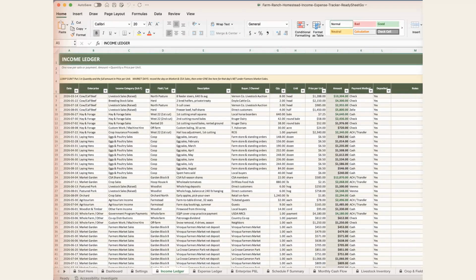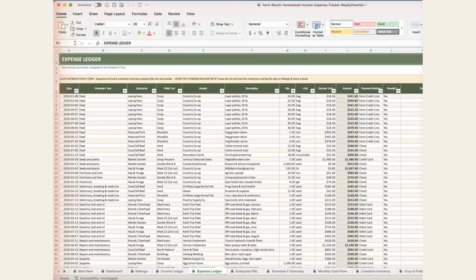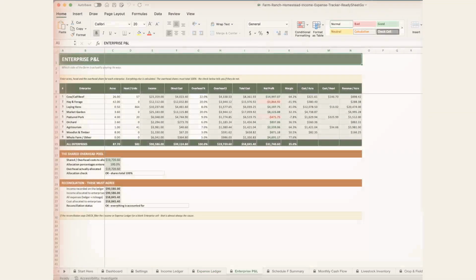The income ledger is one row per sale or payment. You pick the enterprise, pick the Schedule F income category, enter quantity and price per unit, and the amount calculates itself. The expense ledger is the same idea for money going out. One row per purchase tagged to a Schedule F line and to an enterprise, with a tick for whether you've got the receipt. The enterprise P&L is where the magic happens.